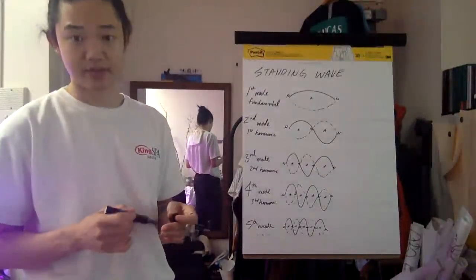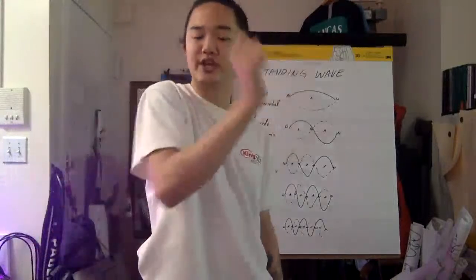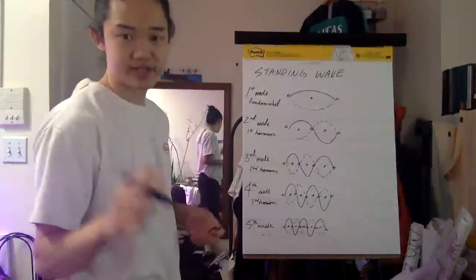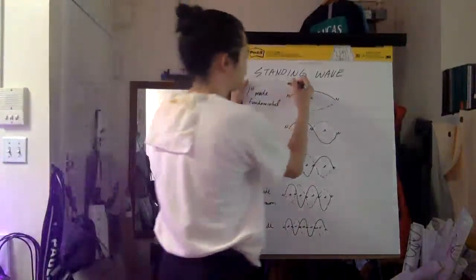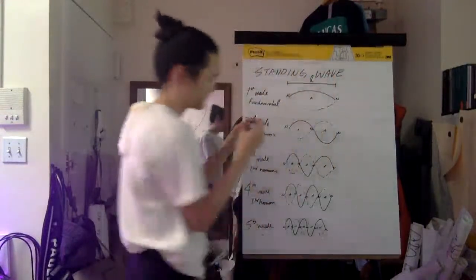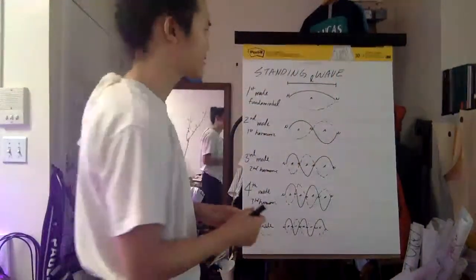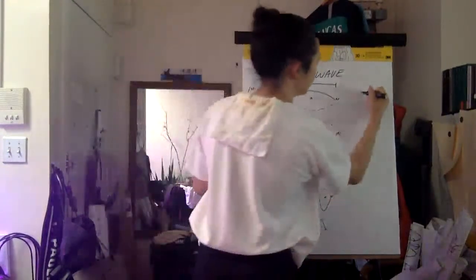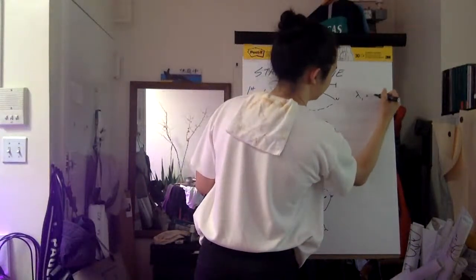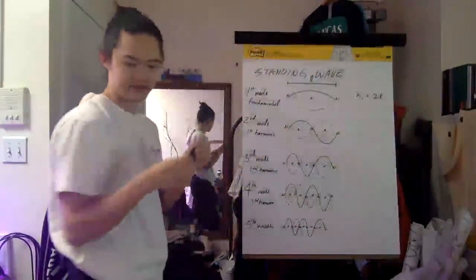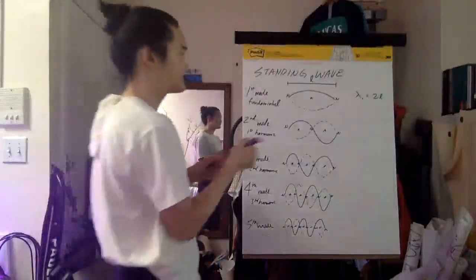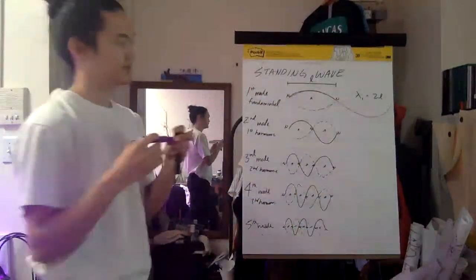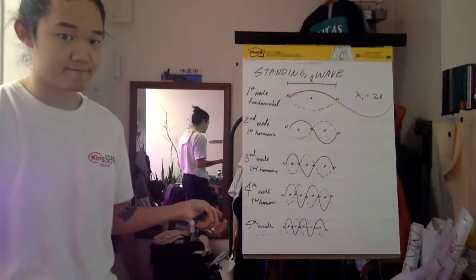I want us to now think about the wavelength of the wave we're generating that causes these standing waves, and I want us to relate it to the length of the actual string. So if my string is this long, what's the wavelength of this first mode? I would argue that it is twice the length of the string. Why? Because the whole wave is that big, and that's twice the length of the string.